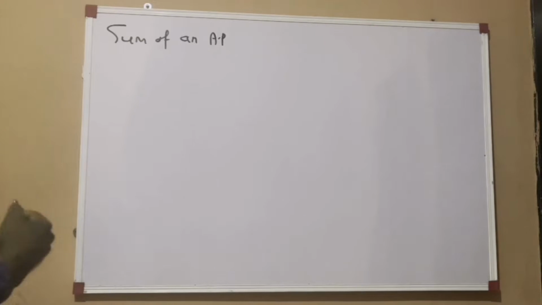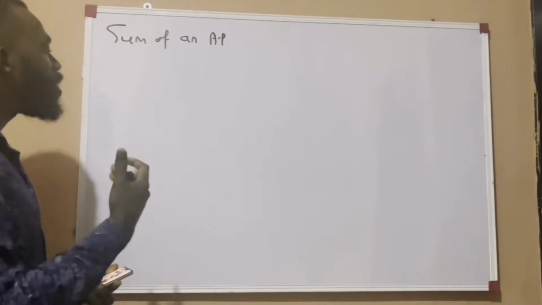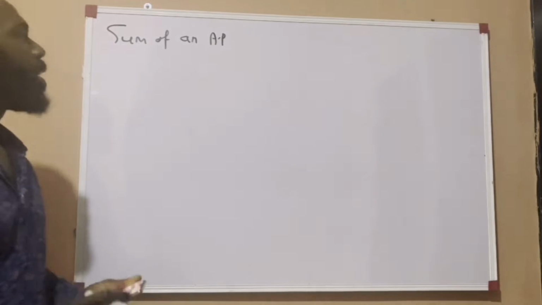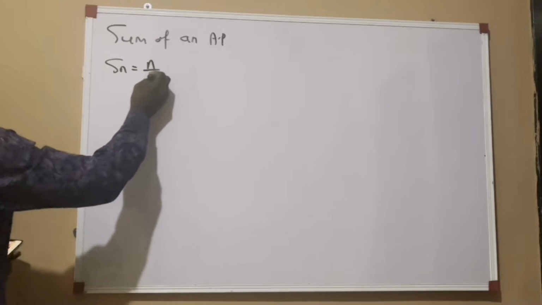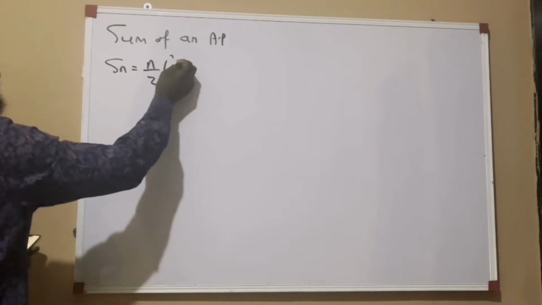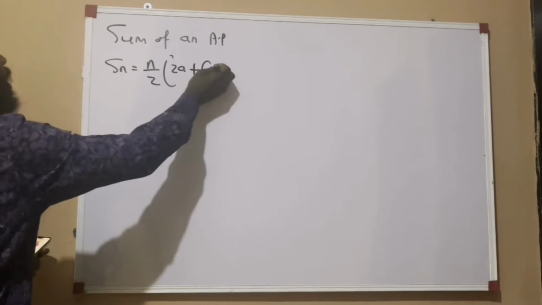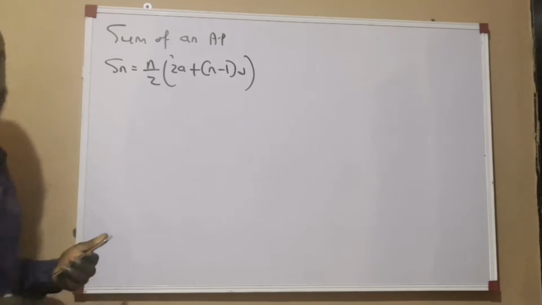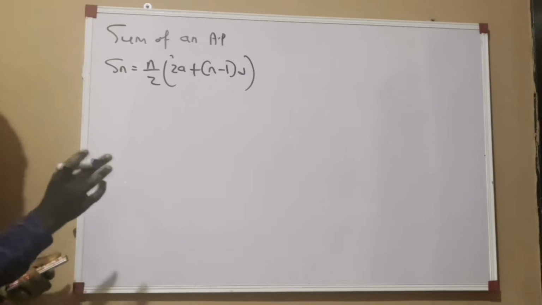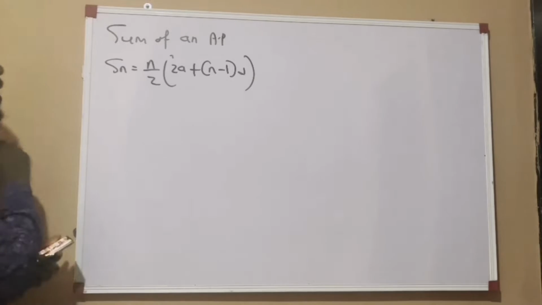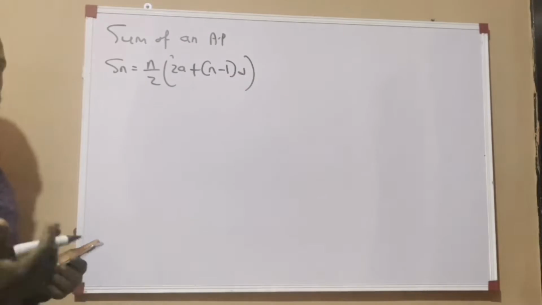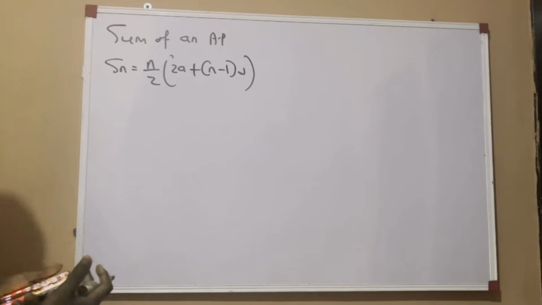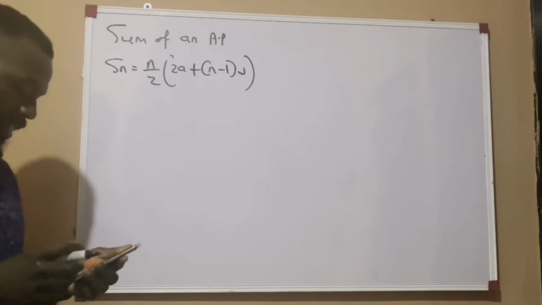Now, for you to be able to solve problems on sum of an AP, you need first to understand the formula. And the formula for solving sum of an AP is Sn is n over 2 into the brackets of 2a plus (n minus 1)d. Okay, now Sn represents the sum, and a represents our first term, and d represents our common difference. So this is the formula you can apply in solving problems for sum of an AP.